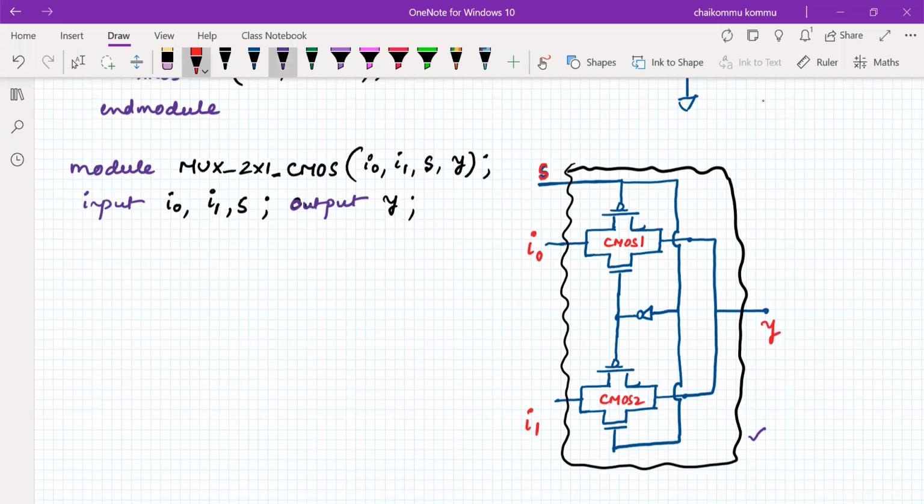So let us write CMOS 1. Therefore, I'll write switches CMOS. What is the name of this CMOS? Let us consider C. It is not mandatory like this. It is optional. Everybody knows that. I told you in the last class. So writing this CMOS name is optional.